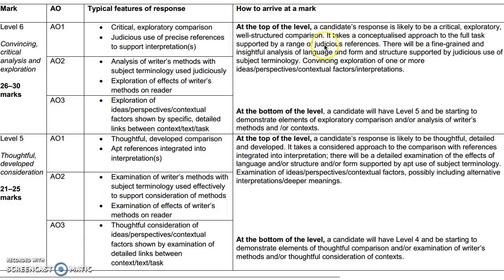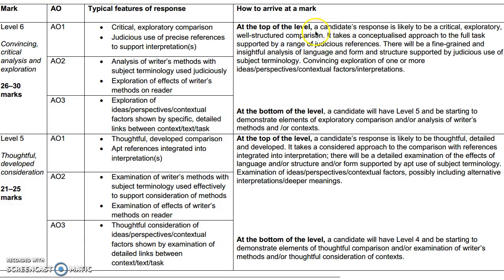Now, if we come across to this section, we can see that at the top level, a candidate's response is likely to be critical, that word exploratory again, but look at this, a well-structured comparison. Well, you've got very little structure if you deal with one poem first, and then you just write about the second poem, occasionally referring back.